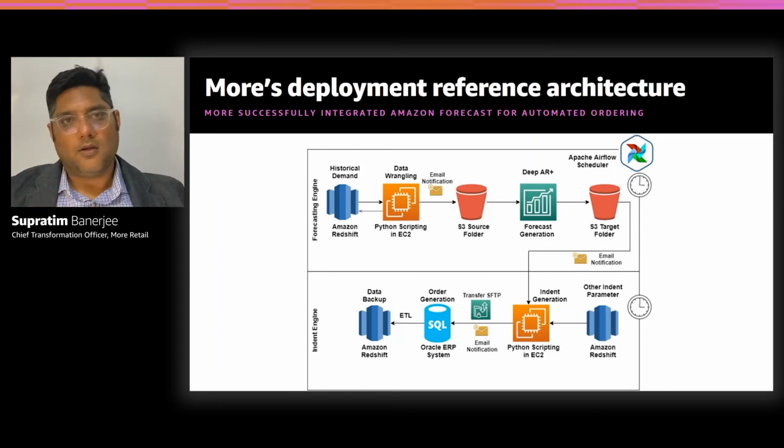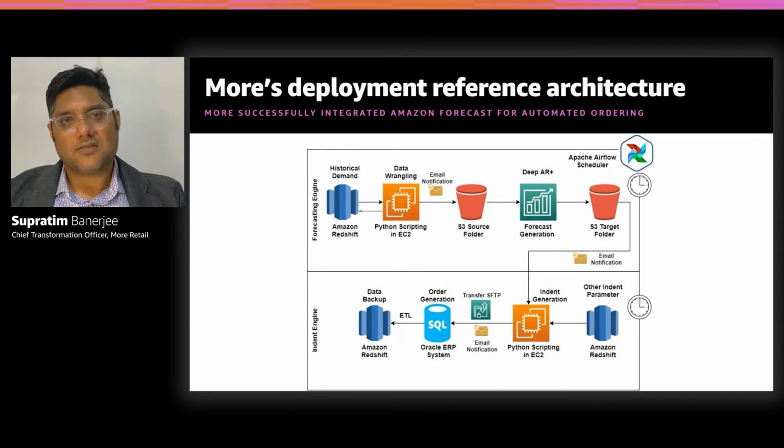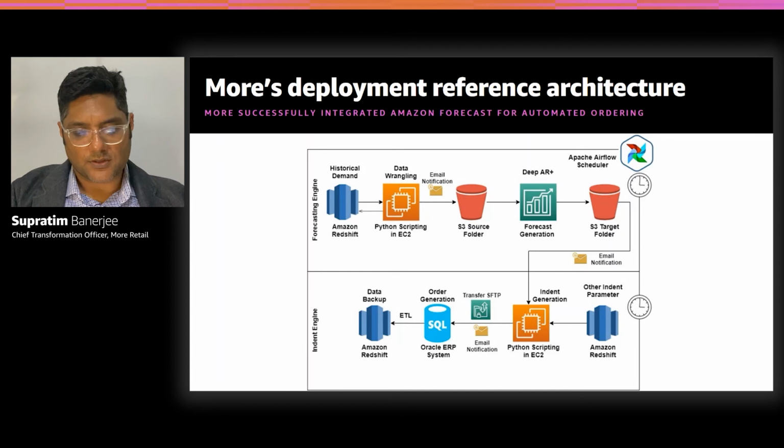We then pull the forecast, which is the forward-looking demand forecast, with all these other parameters like stock, shelf life, etc., and pull together an indent. This indent is then pushed into our ERP system, which is an Oracle ERP system, and the ERP takes over and places an order on the supplier. All these results are then backed up again into Redshift, and this loop then gets closed.